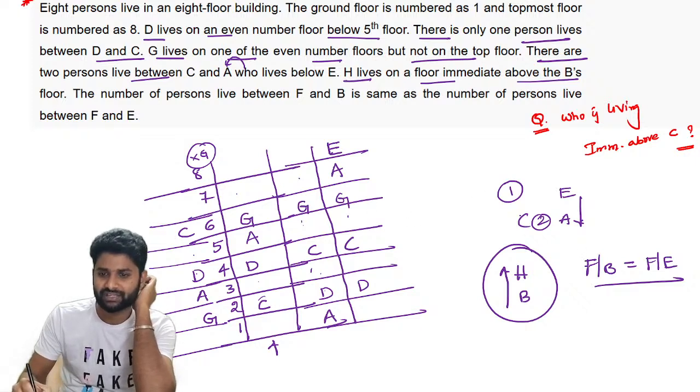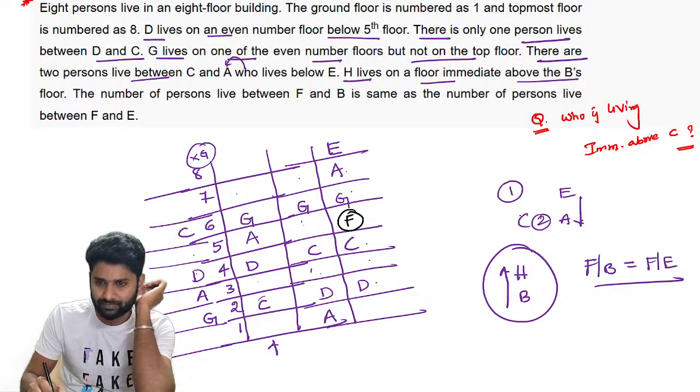Okay, let's take this condition here. Though they clearly mention that FB, right? So let us assume F here. There are two floors between F and E and two floors between F and B.